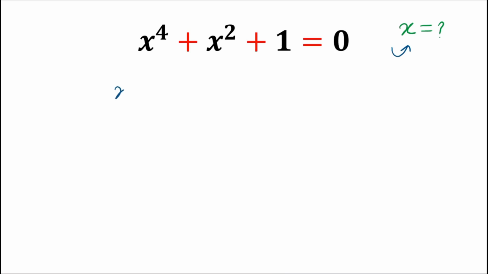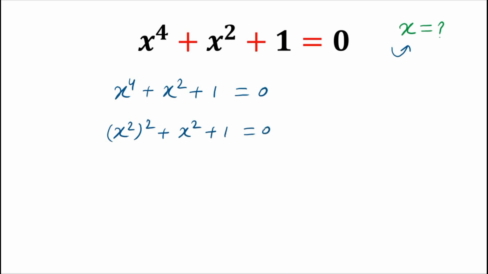So we have x⁴ + x² + 1 = 0. This x⁴ is (x²)², plus x² plus 1, equals 0. Now on the left-hand side, if we apply substitution and substitute x² = m, then x² is replaced by m, and we get m² + m + 1 = 0.